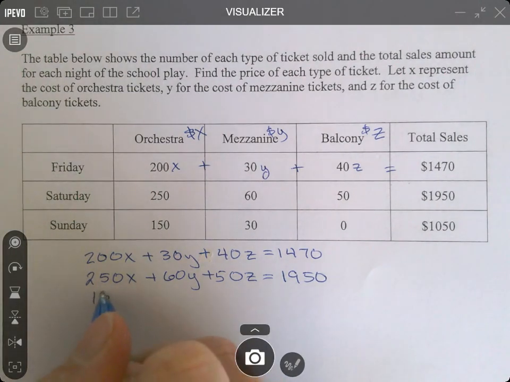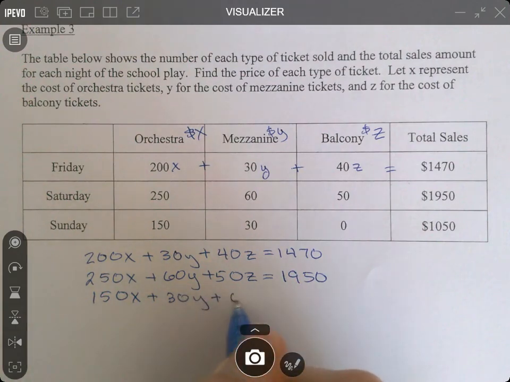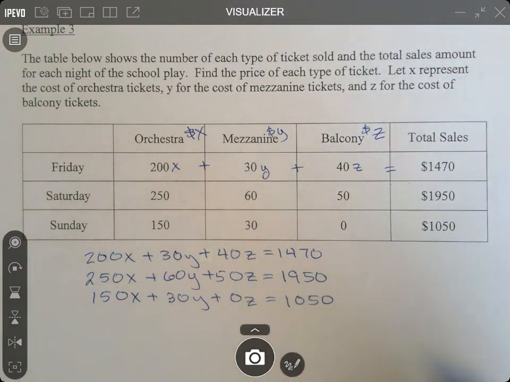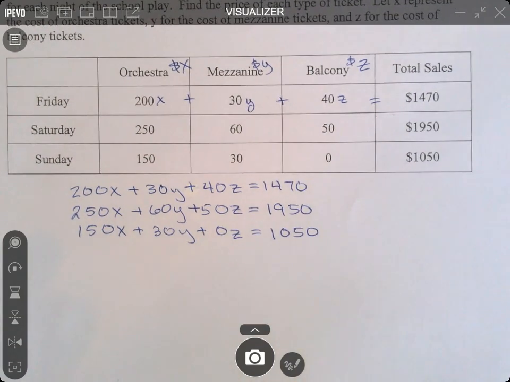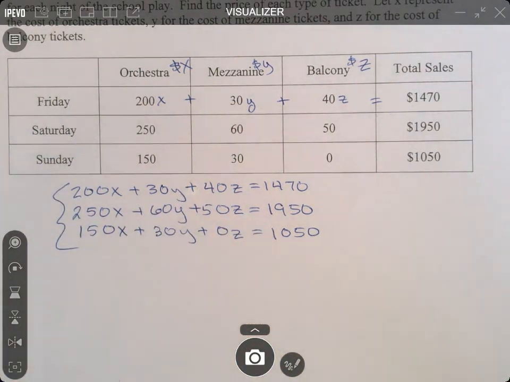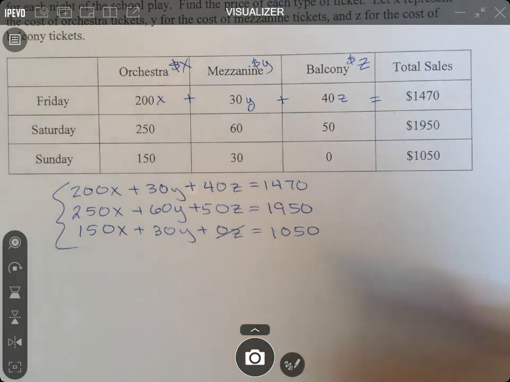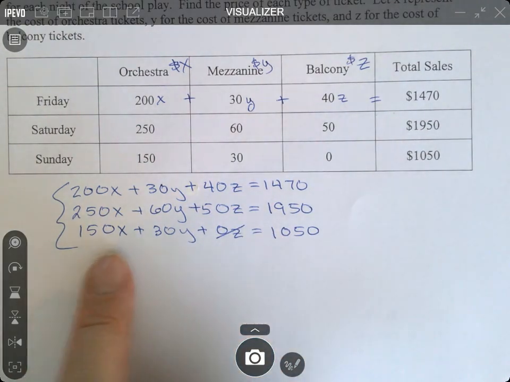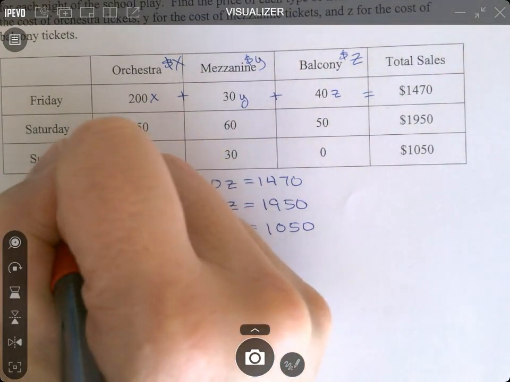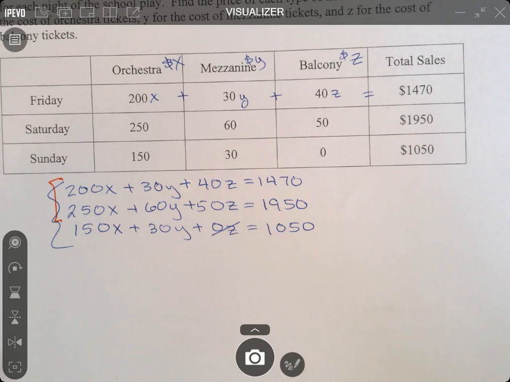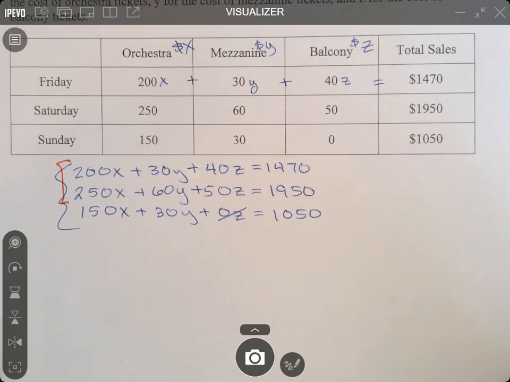All right, third one, 150X plus 30Y plus 0Z equals 1050. Actually, that's pretty nice that we have 0Z. Do you see why that's nice? We already have one equation that doesn't have a variable. So when I say, hey, let's eliminate a variable, Z has already been eliminated. So I'm going to leave that third equation alone, and I'm going to pick at these top two, and what variable do I want to get rid of? I want to get rid of Z.